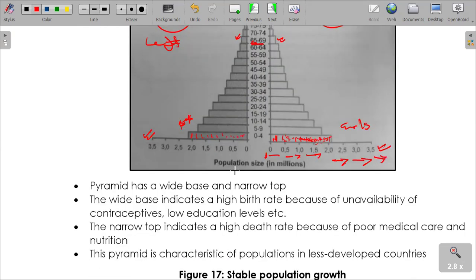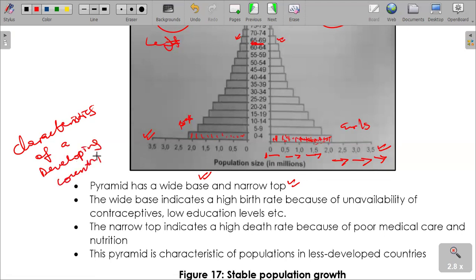Characteristics of a population pyramid of a developing country: the pyramid has got a wider base and a narrow top. So we are saying these are the characteristics of a developing country. The population pyramid is as what we are seeing here. The pyramid has got a wider or broad base and a narrow top.